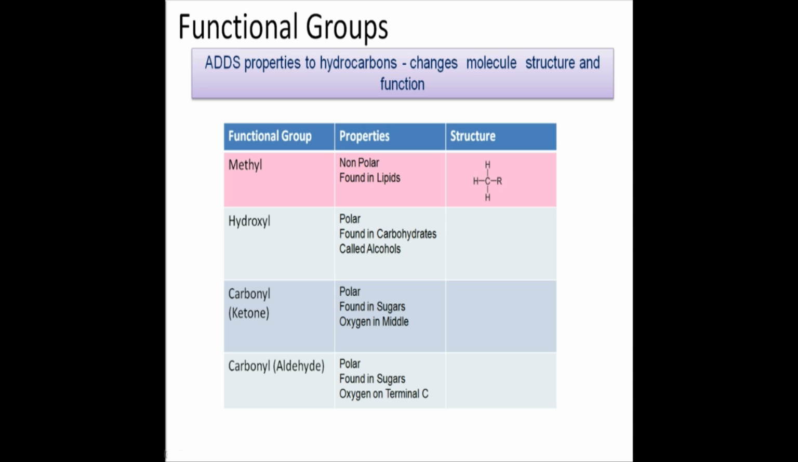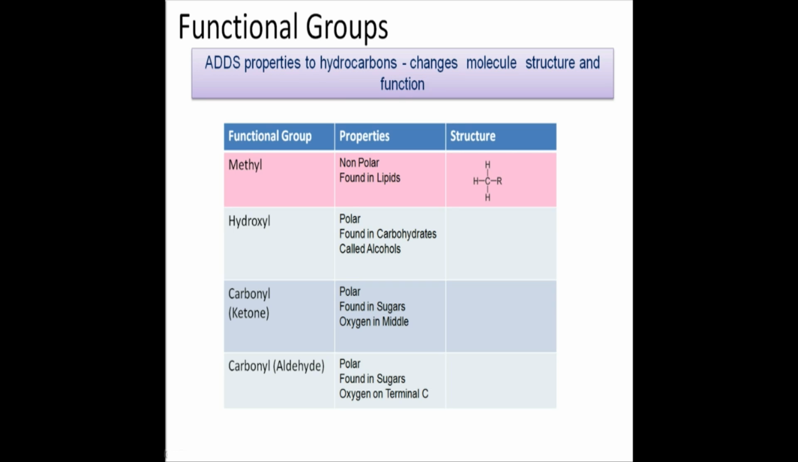Sometimes you're going to see an R. That means where the rest of the compound is. It can be a carbon chain. It can be a carbon chain with several branches. It could be a ring structure attached to that functional group.